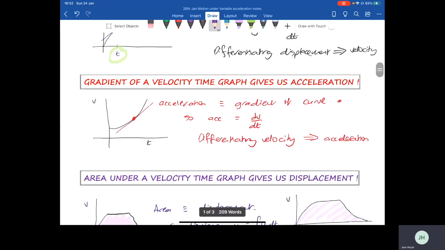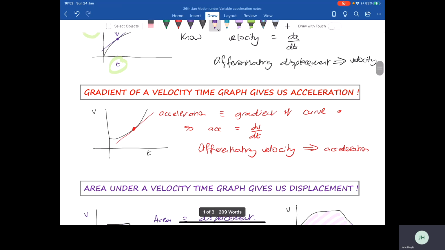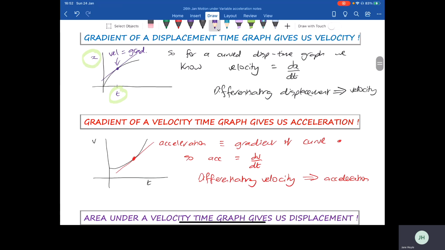So that is saying in symbols what I was saying in words here. Velocity is equal to dx/dt. Acceleration is equal to dv/dt. But because v is equal to dx/dt, that is equivalent to differentiating it twice.